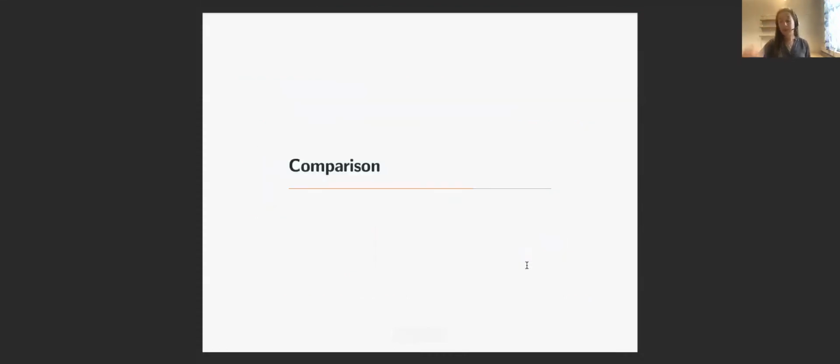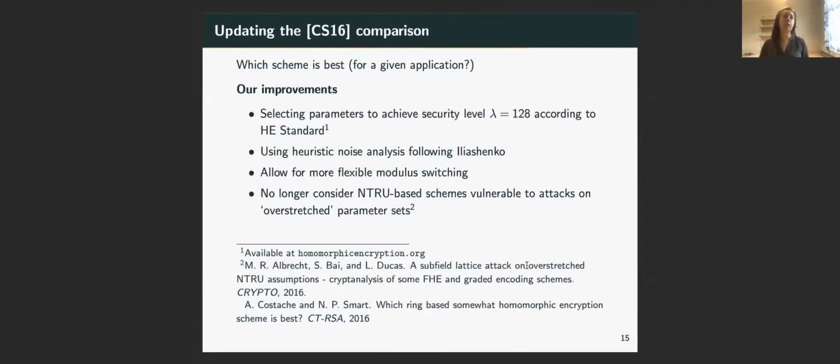So finally, for the comparison part, the question that was posed in Costache's SMART paper was which scheme is the best, perhaps for a given application. This is something that we've added in now. And the CS16 paper looked at the schemes NTRU, YASHE, BGV, and FV, and then compared them against one another, achieving 80 bits of security.